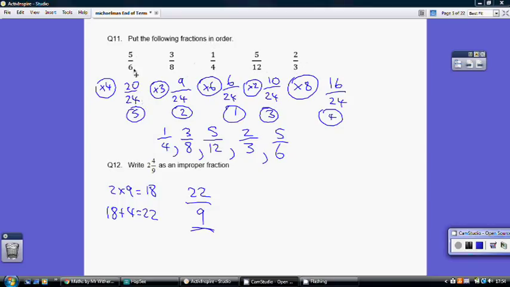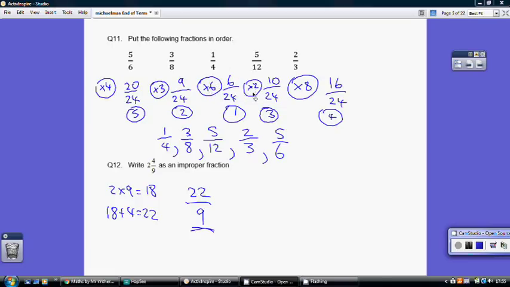So starting off with 5 over 6. To convert a 6 to 24 I need to multiply by 4. So multiplying top and bottom by 4, 5 fours are 20. So 20 over 24 is an equivalent fraction. With the second one I need to multiply the denominator, the bottom number, by 3 to get 24. So let's times the top by 3 as well. 3 3s are 9. The third one I times top and bottom by 6.